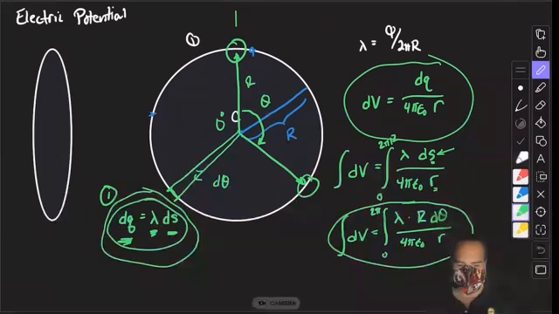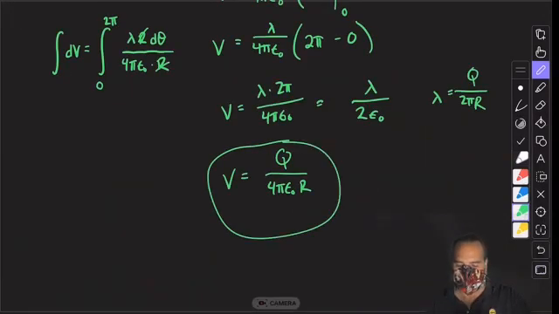So relatively straightforward as to why this is our answer, but that's our answer. That is the electric potential at the center of a charged ring.